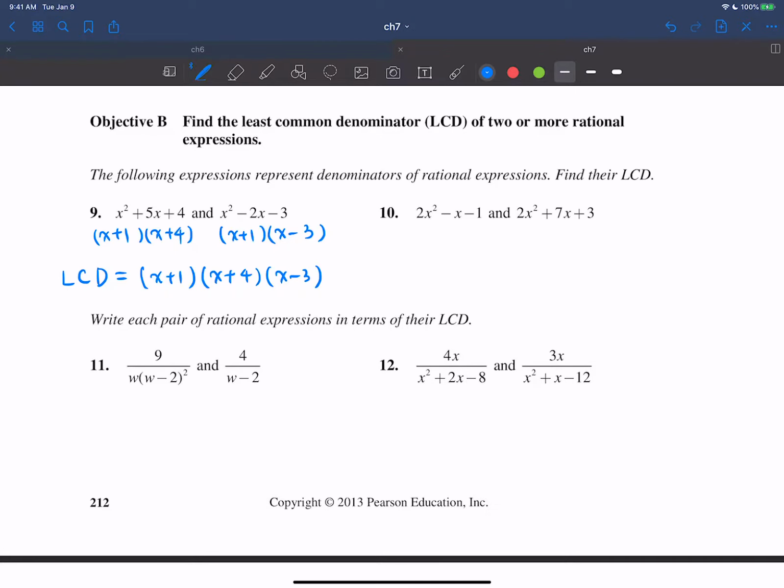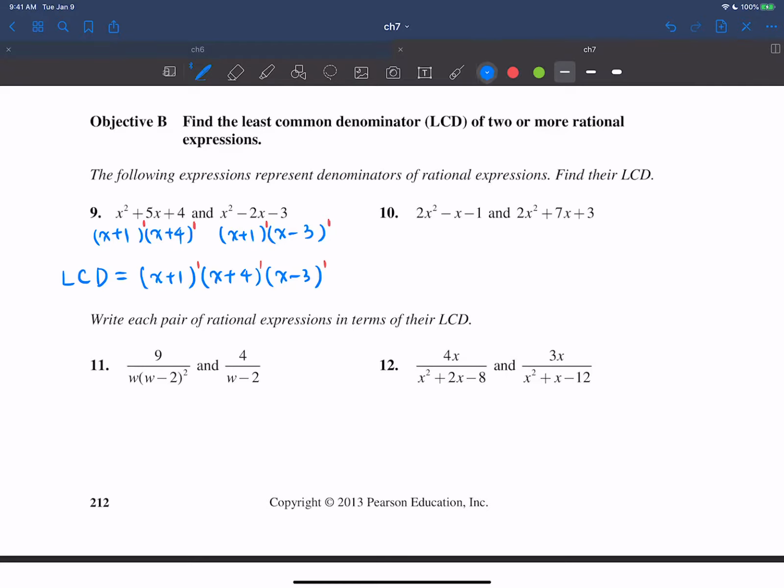How many times do they appear in each denominator? You could look at the powers. X plus 1 appears once in the first one. X plus 4 also appears once in the first denominator. Looking at the second denominator, x plus 1 appears once, x minus 3 appears once. So it looks like all these different factors only appear at most once. Therefore, that is the power that you're going to write in your LCD. But because the power is 1, it's the same as if you don't write it. Therefore, this is our LCD, x plus 1 times x plus 4 times x minus 3. And that's how you identify LCDs.